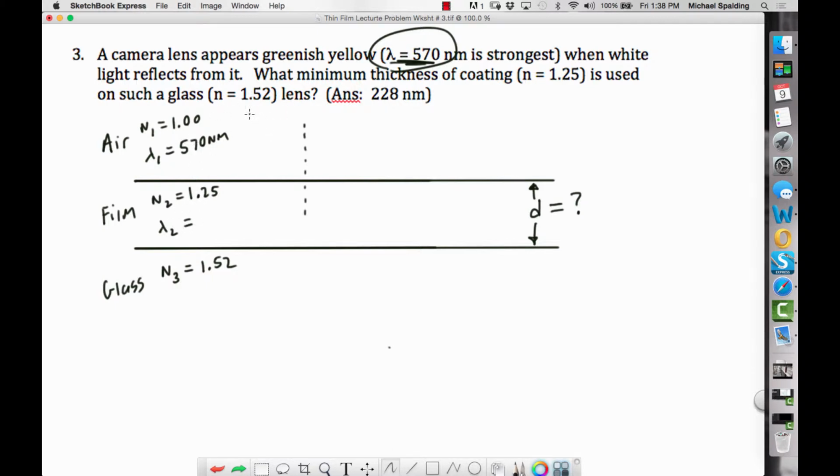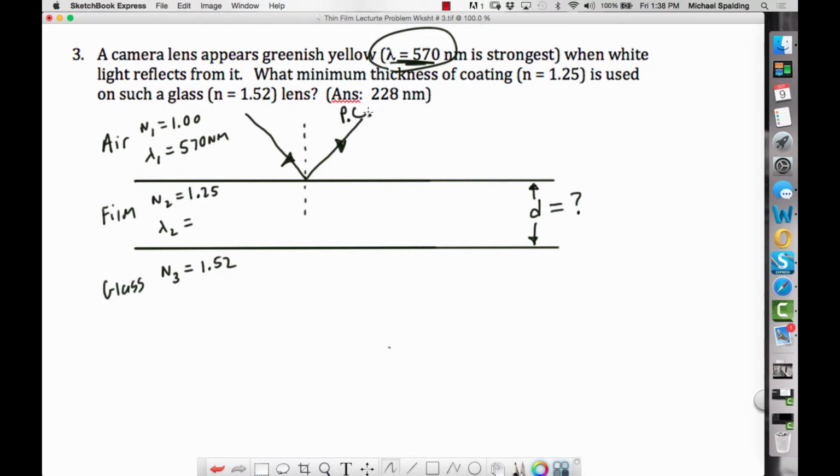Because as the light ray comes in like this, it's going to hit this boundary. Some of it's going to reflect. Now, what do we notice right off the bat? The index of refraction up here is 1, and the index of refraction of the film is 1.25. What's going to happen when the ray reflects off a boundary that has a higher index of refraction? It's going to change phase. So I'm going to put PC for phase change.